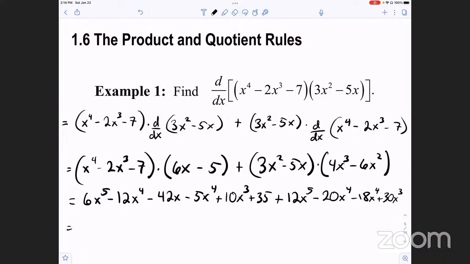Okay. So we have a power of 5 and a power of 5, right? So we get 18x to the power of 5. Here's a power of 4, here's a power of 4, here's a power of 4, right? So negative 12 plus negative 5 is negative 17, and then negative 37.